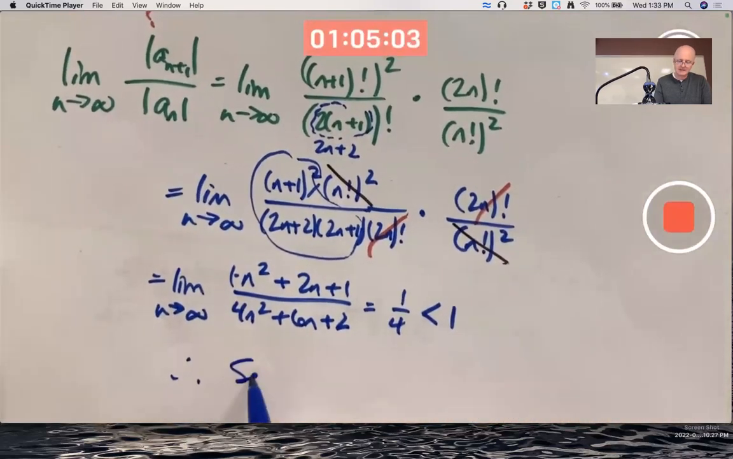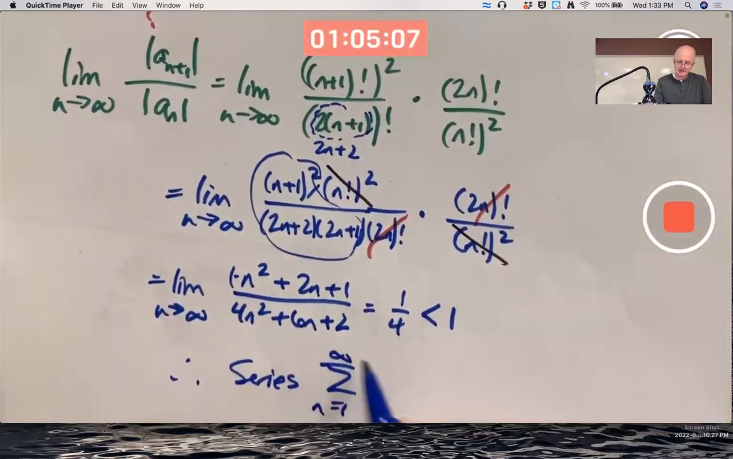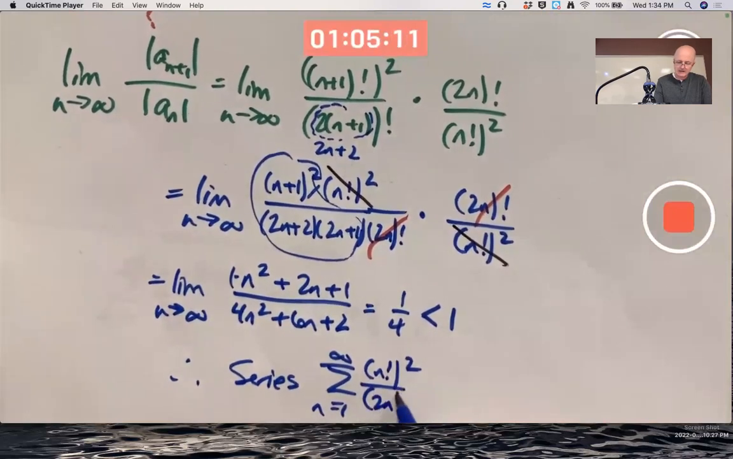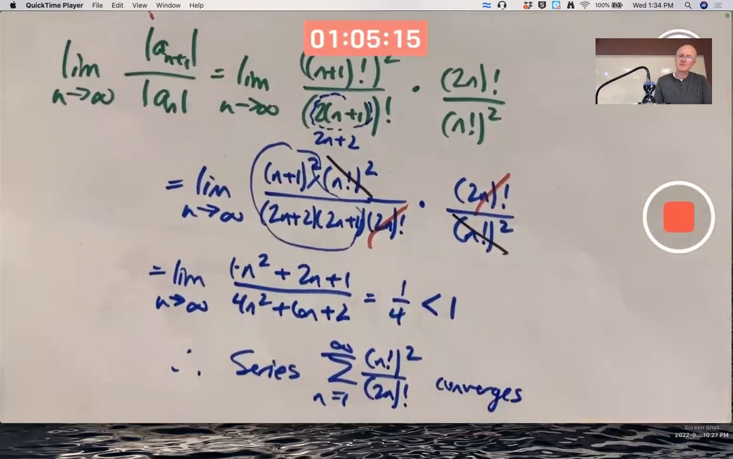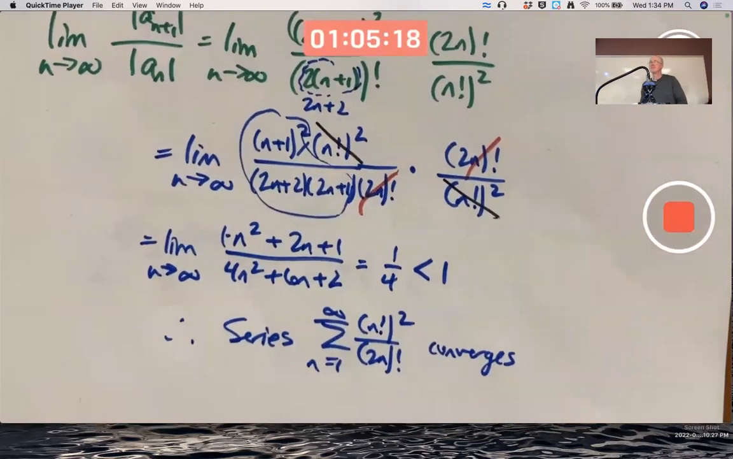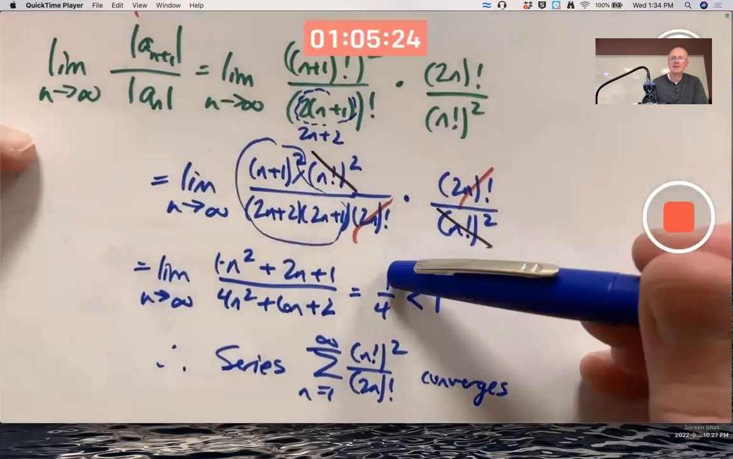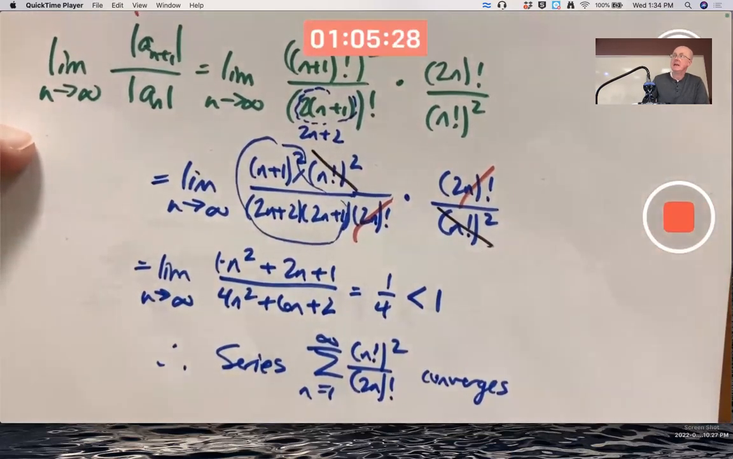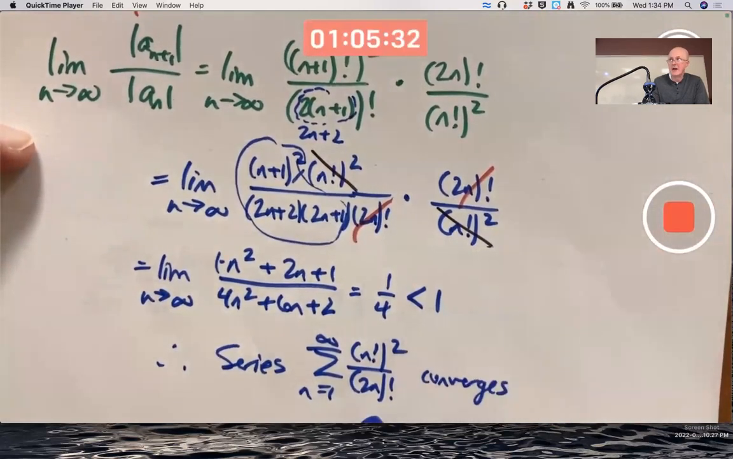Therefore, the original series with the summation sign converges. This sequence converges to 1/4. The key thing is 1/4 is less than 1. Therefore, the series converges. If the limit had been bigger than 1, the series would diverge.